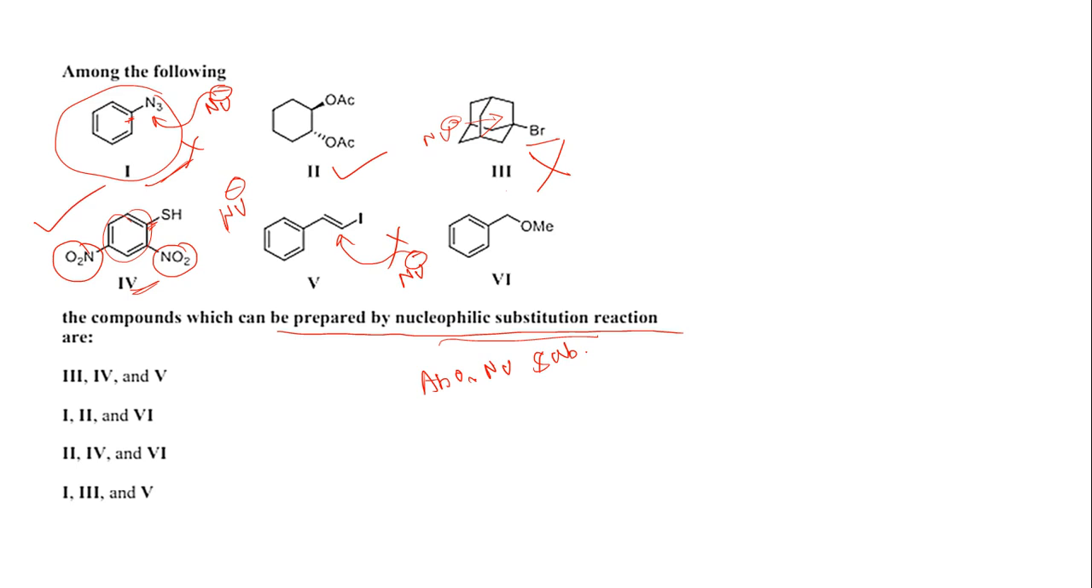So this is possible. So 2 is possible, 4 is possible, 2 and 4 that you can find in the third option. Okay, but why is 4 also possible? Because here the OMe group is not directly attached to the benzene ring, so the nucleophile can attack here and the reaction is possible. Fine. So 2, 4 and 6.